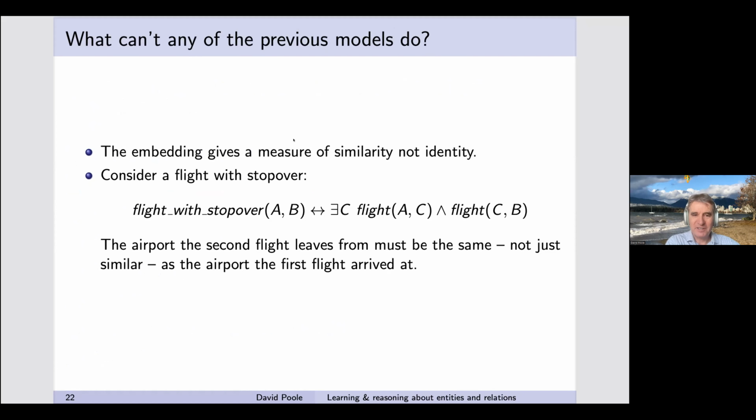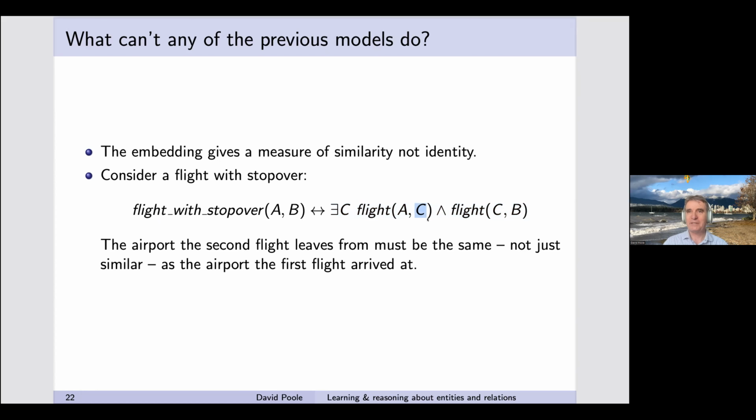Consider that you have a flight with stopover, from A to B. Here we wrote it in a logic programming language, a Datalog language. This is just the join of these two relations. There's a flight from A to B if there's a flight from A to C and a flight from C to B. And what happens here is that this entity in the first flight has to be the same. It can't just be similar. We have to worry about identity.